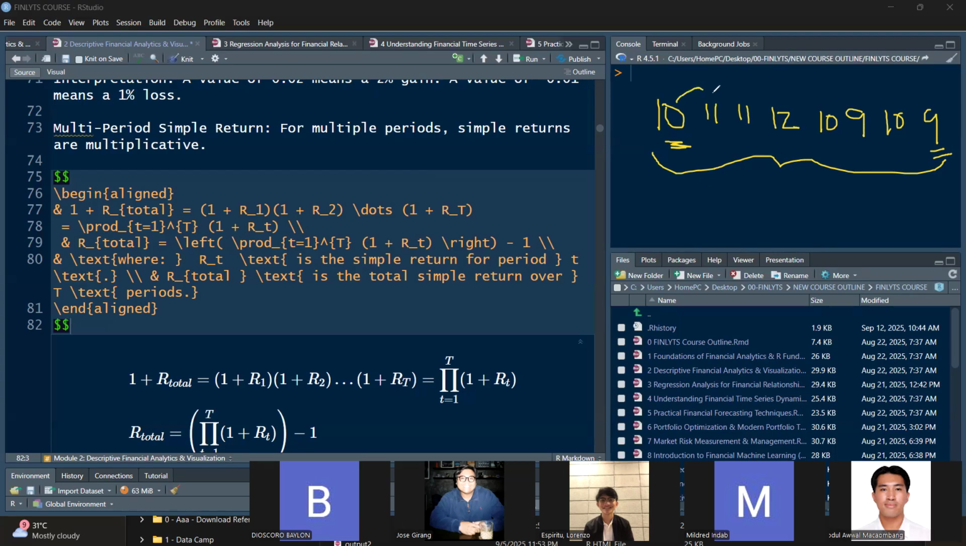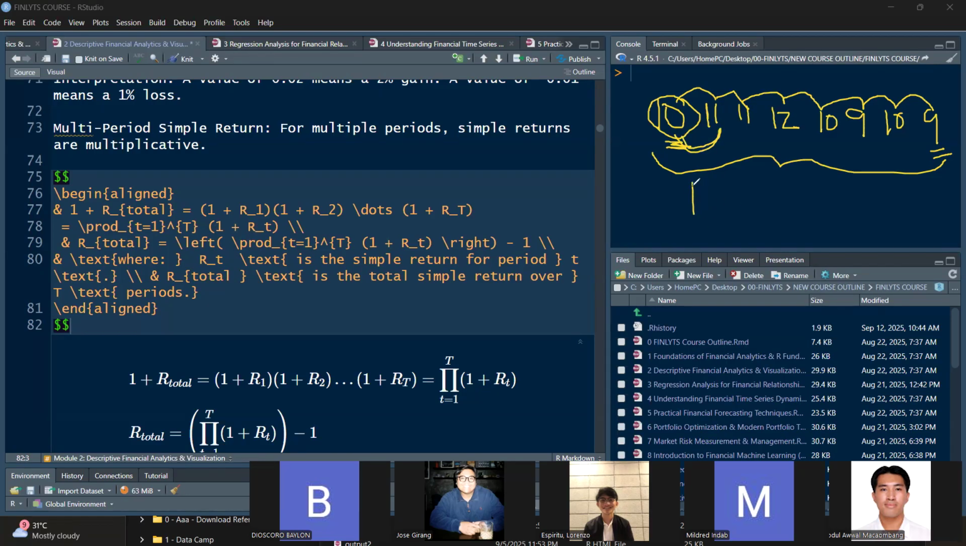Let's see, class. This is 1, 2, 3, 4, 5, 6, 7 periods only. There are 8 prices, but 7 periods. One price cannot be a period. Because if you say period, then what will be the return of 10? You cannot determine the return if you have only one figure. It has to be compared with another figure. So 10 and 10 and then 11. So this is one period.